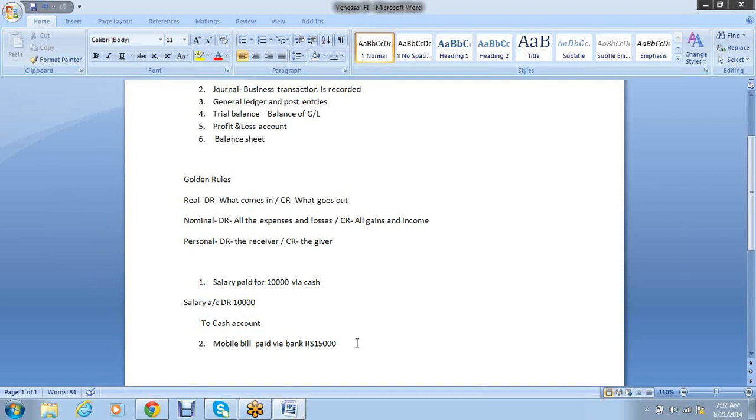So it is an expense for the company. Correct. So the debit is, so it's a nominal account, and it is going to the bank account. So correct, it goes out. So I can say it's a credit to the bank.